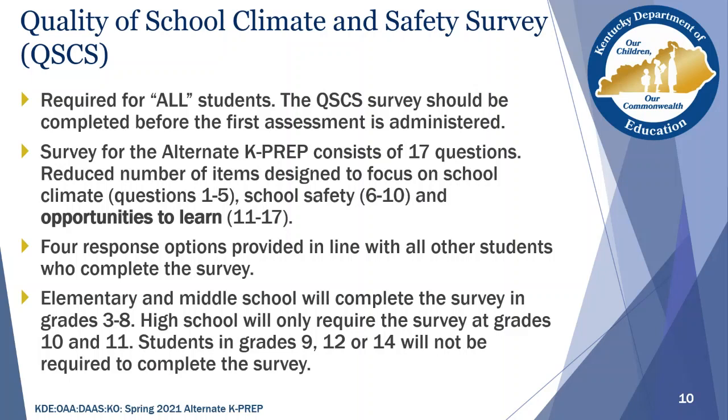One very important point to note is that in high school, only students in grades 10 and 11 will complete the survey. So again, I repeat, only 10th and 11th graders at high school complete the survey. Students who are in grade 9 or grade 12 or grade 14 would not complete the survey. It's only those that are specifically in a tested grade. And once again, we're aligning the requirements 100% with the general assessment. So students in grades 9, 12, or 14 that are in the Kentucky Alternate Assessment will not complete the survey this year.